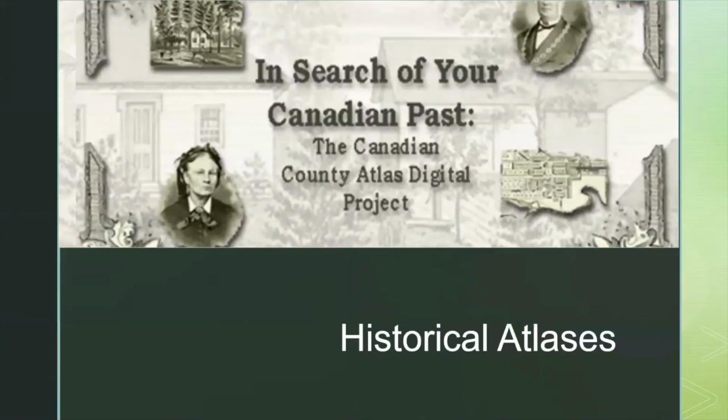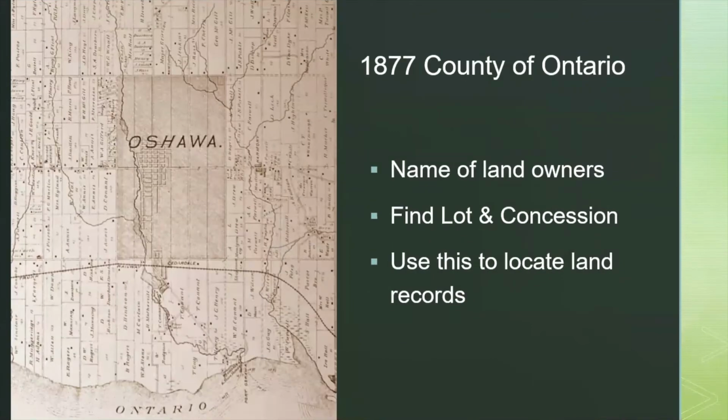Now, we also have historical atlases, many of which have been digitized and are available on a website called In Search of Your Canadian Past, the Canadian County Atlas Digital Project. So we have a number of physical atlases in our collection that you can come in and browse, but they are also available for free online. And what these show is, again, the division of property, and the person who owned the property at that time will be listed on the property. And it will also show where houses may have been. So you can see little squares, which refer to where buildings would have been on the properties.